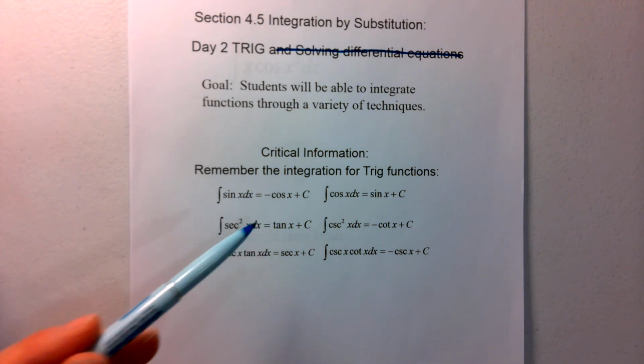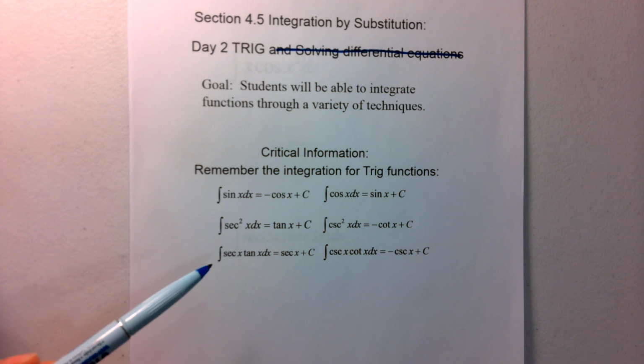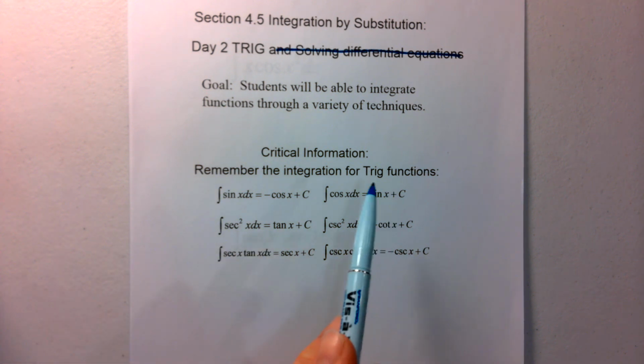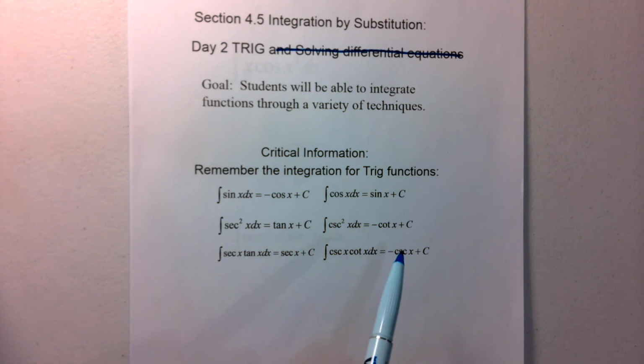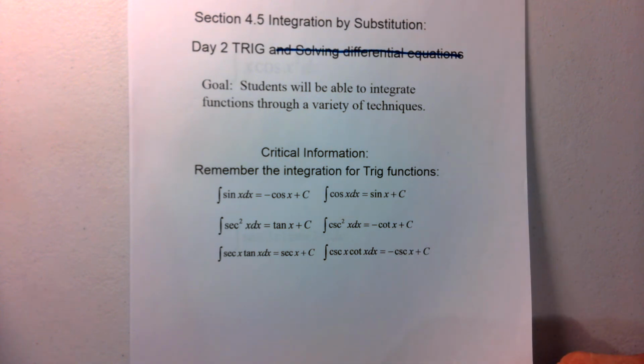Integration of sine is negative cosine. Secant squared is tangent. Secant tangent is secant. Cosine goes to positive sine. Cosecant squared is negative cotangent, and cosecant cotangent is negative cosecant. All, of course, plus c. Don't forget that c as we do it.